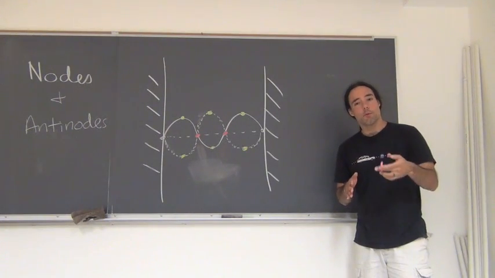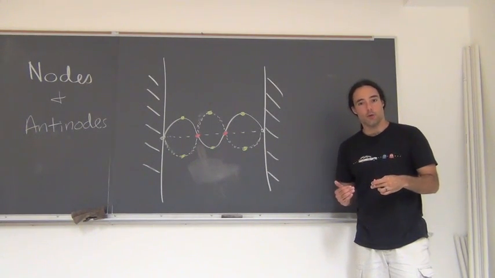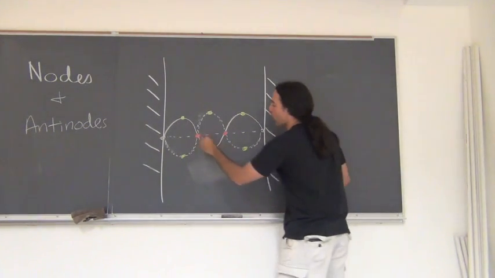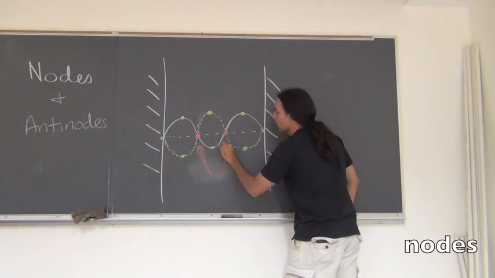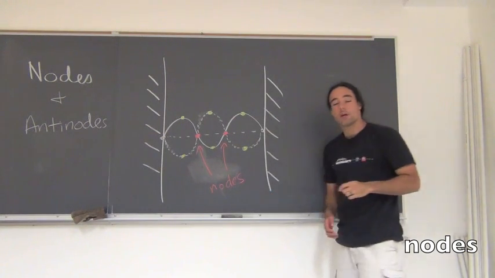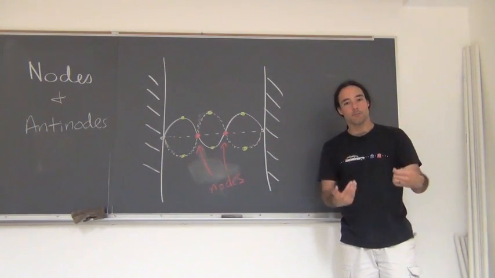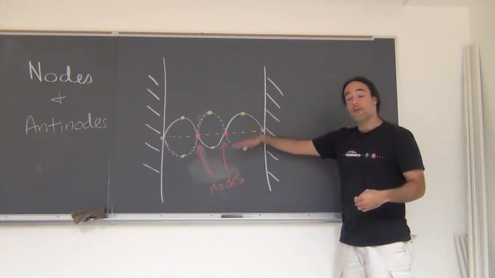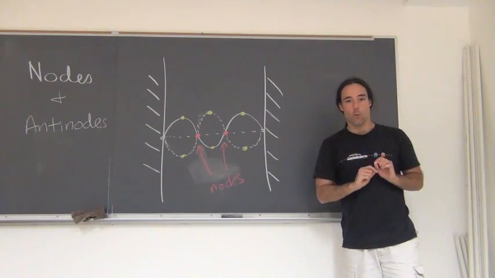There are two types of important points on a standing wave. They're called nodes and antinodes. Points like this are called nodes. Nodes are the points on a standing wave that remain completely still. So while other points are bouncing up and down, my nodes stay fixed at one spot.